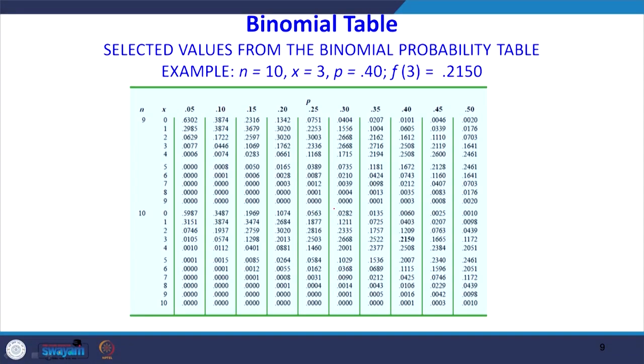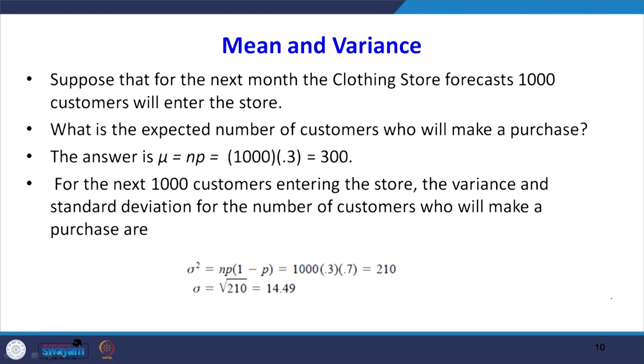Sometimes there is a ready-made table to find binomial probability values. For example, n equal to 10, where n is the number of trials, x equal to 3, p equal to 0.4. For n equal to 10, x equal to 3, that value is 0.150. So, the tables are provided, you need not use your calculator, it may take more time. Now, we will find the mean and variance.